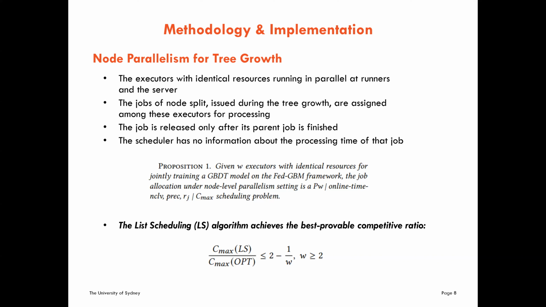We identify the problem by proposing the theorem as follows. Because for the online time non-clairvoyant scheduling problem, the list scheduling algorithm can achieve the best competitive ratio, we choose list scheduling in our work.